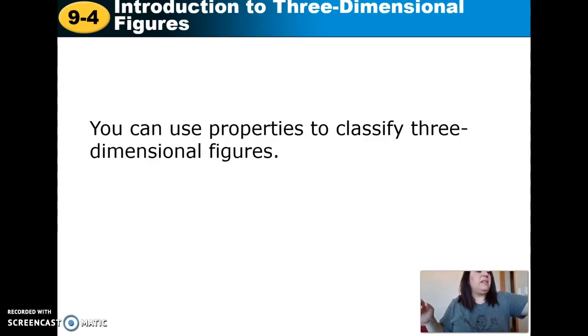And then finally a sphere. This is pretty straightforward. It's just a 3-dimensional circle. It looks like a baseball, tennis ball, soccer ball, what have you.